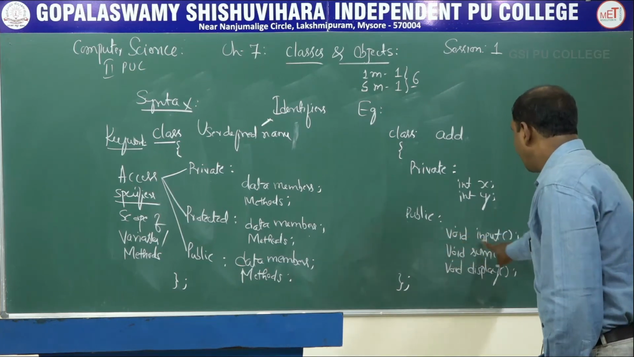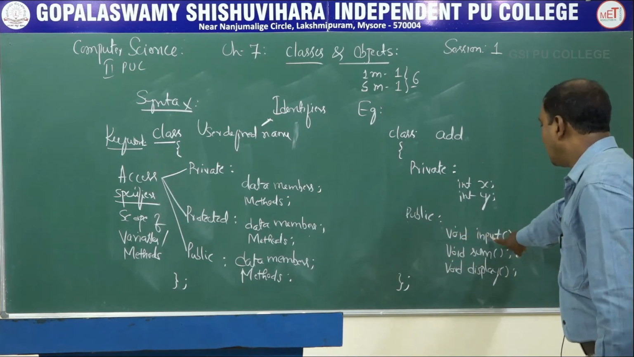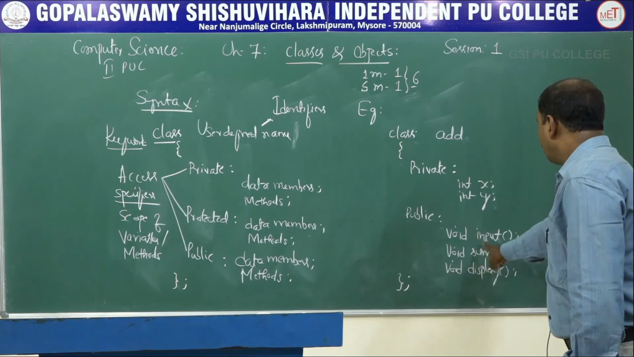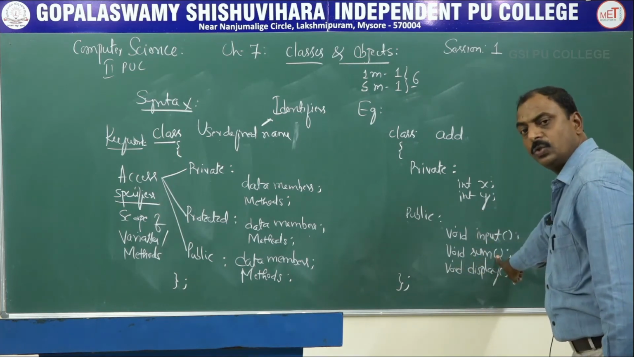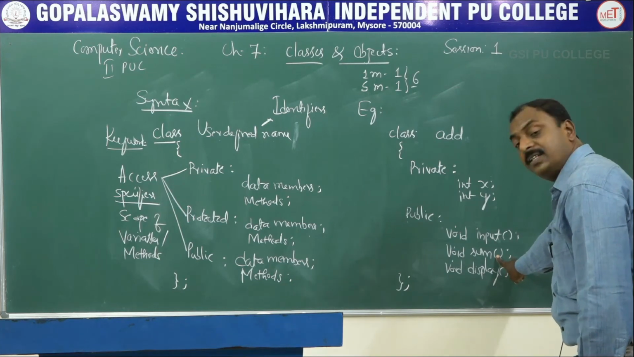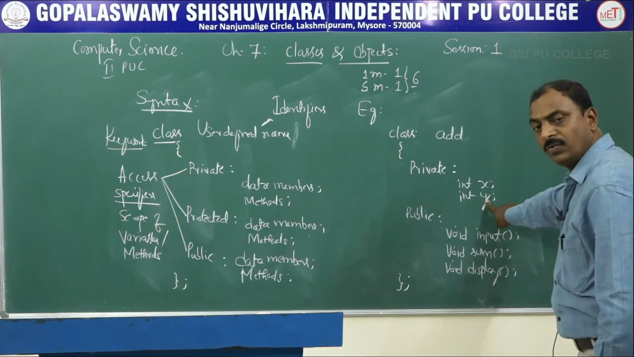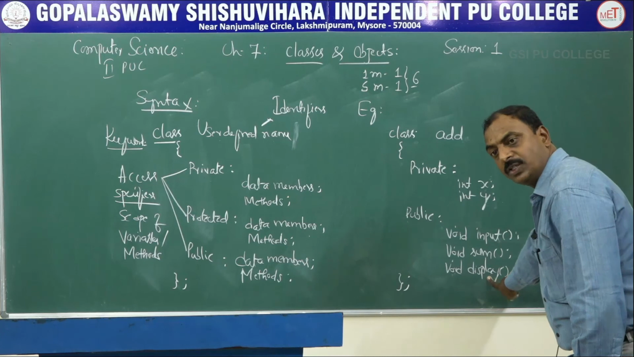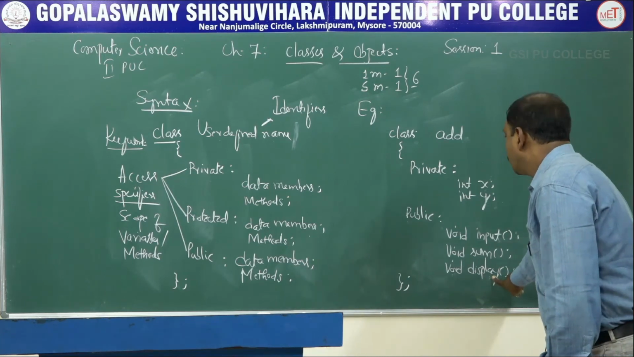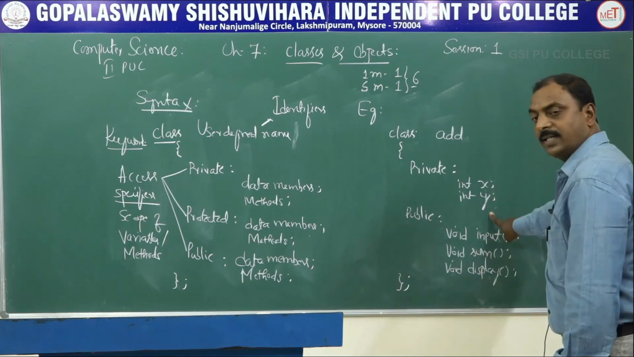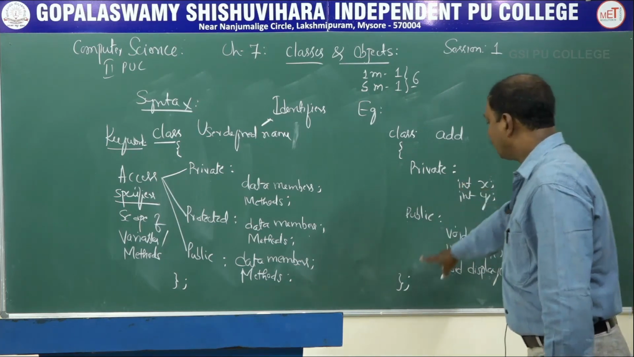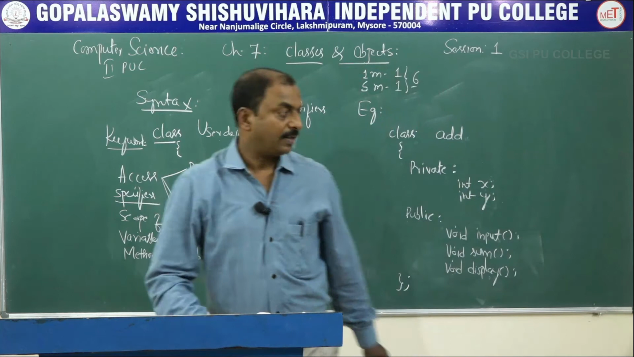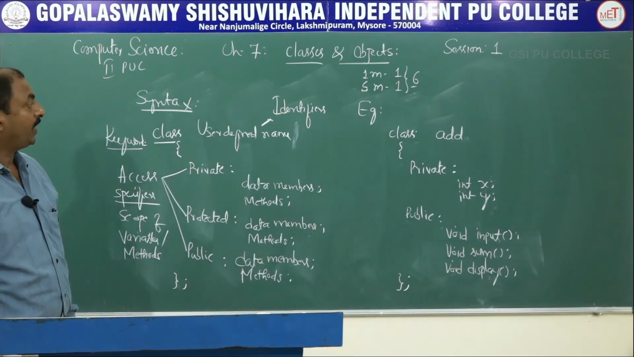I have declared functions under the public access specifier, and here void input is one method or function. I am using this function to accept values for x and y. Next, I am using one more function here, the sum function. With the help of this, inside it I am going to add the values of x and y, and I have one more function, void display. I am using this method to print out the answer, the addition of these two numbers. And I am closing with this flower bracket as well as semicolon. So students, this is one more example for class, or how to define a class.